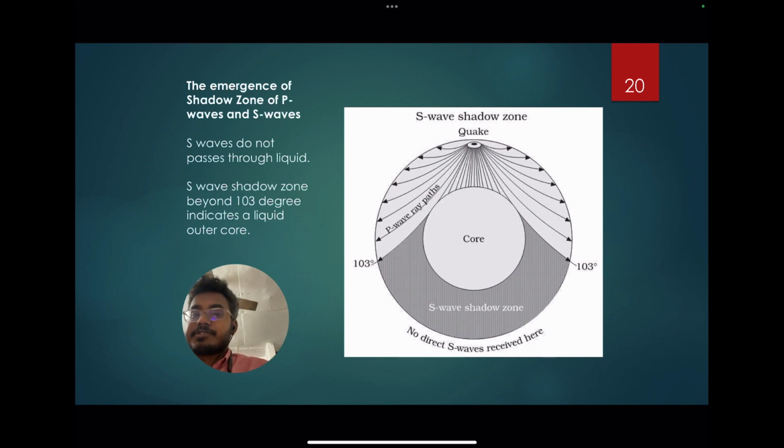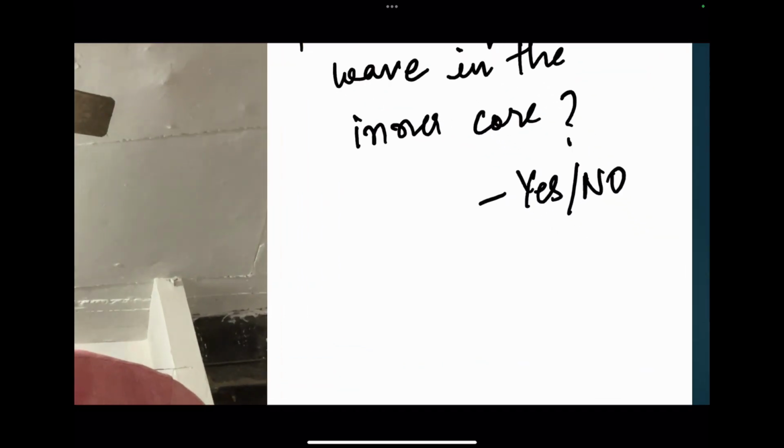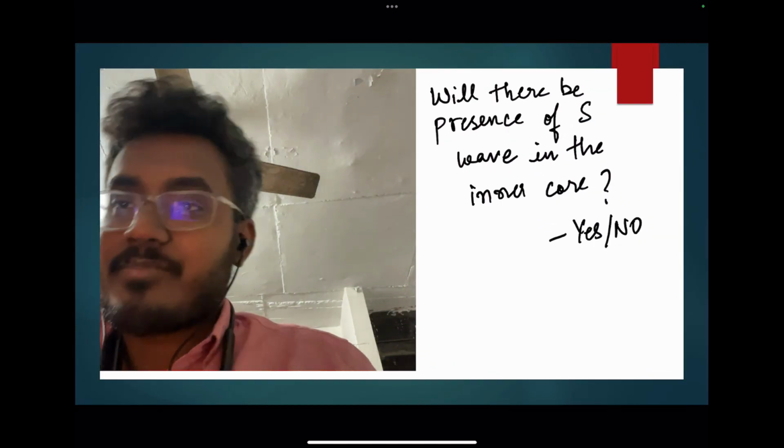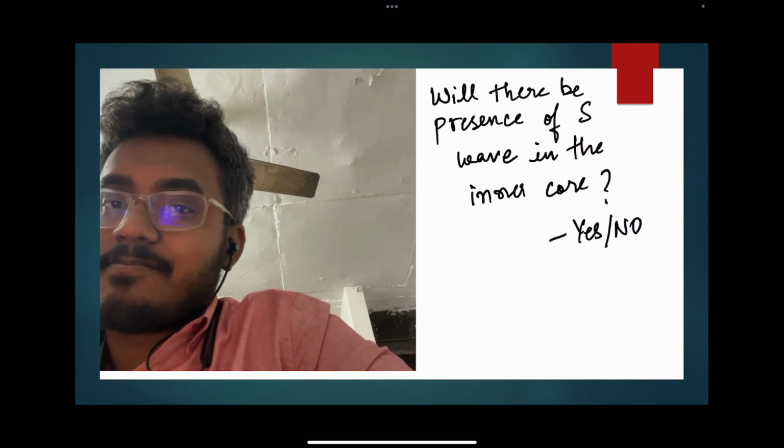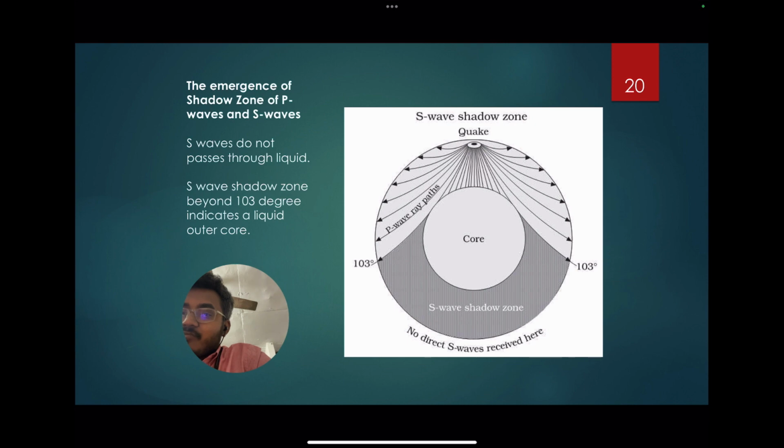So I have a question for you. You just saw the behavior of the S wave. It does not move through liquid materials. So my question is, will there be presence of S wave in the inner core? Because we know that S wave does not penetrate the outer core, but the inner core is solid. So will there be S wave in the inner core?